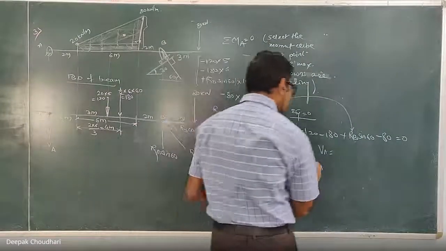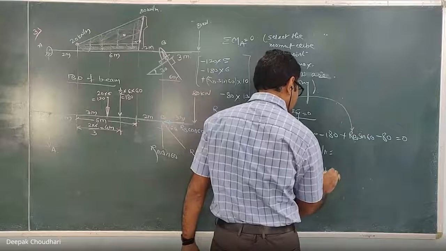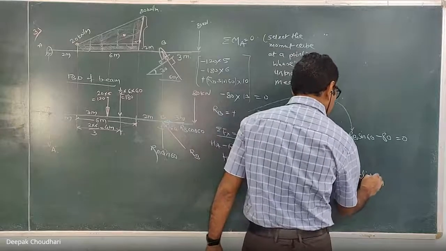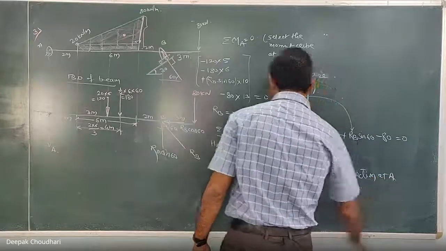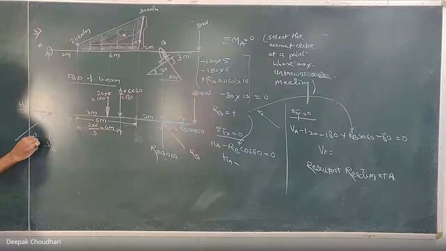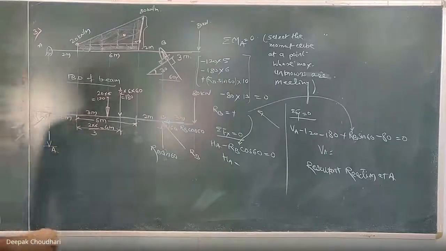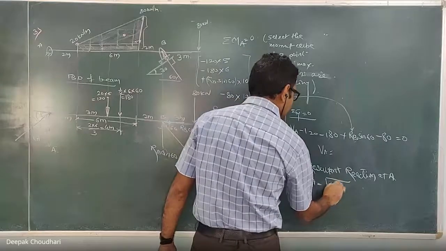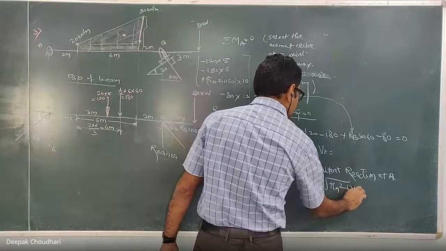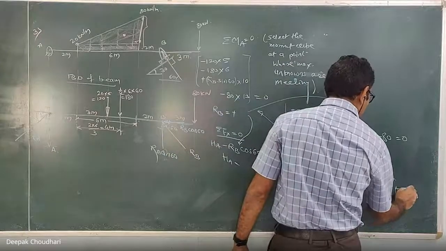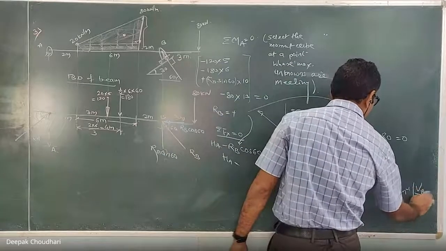After calculation of this HA and VA, calculate the resultant reaction at A. Here you have to calculate the resultant of these two. That becomes RA and its inclination alpha. So resultant reaction at A, RA equals square root of HA squared plus VA squared. Just substitute the value and get the answer. And its inclination is alpha equal to tan inverse mod of VA upon HA.